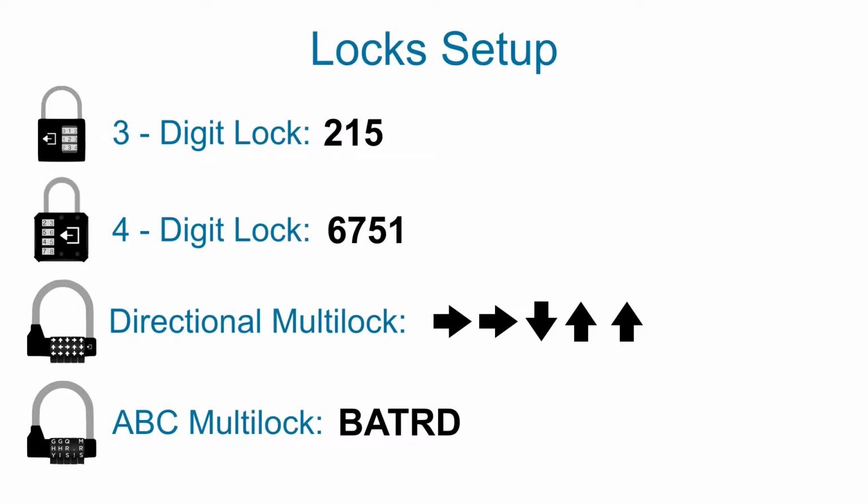You will set up the locks. 3-digit lock is 215, 4-digit lock 6751. Directional lock will be set to right, right, down, up, up. And ABC, the letter lock, will be set to BATRD. That doesn't make a word, that is just random letter combination.